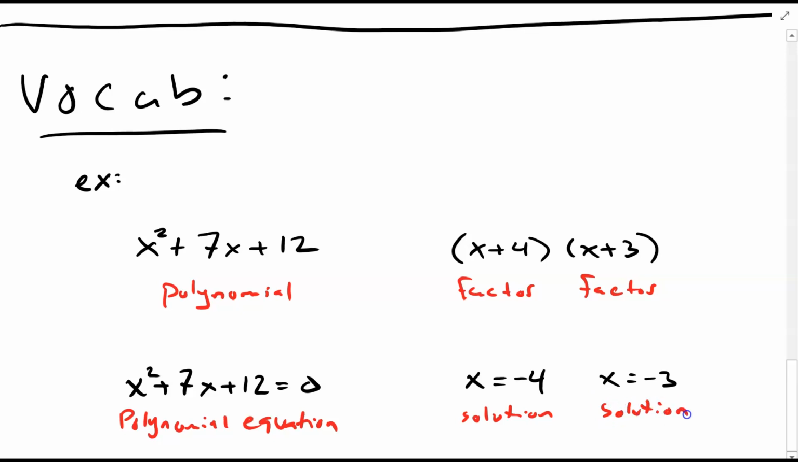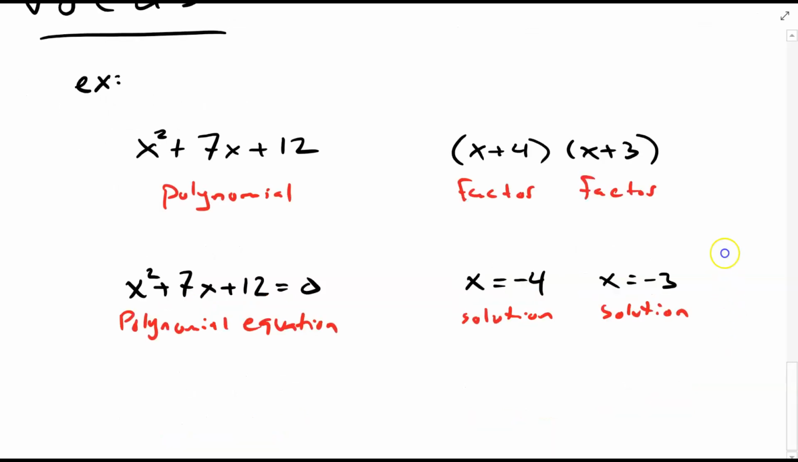And notice the relationship between the solutions and the factors. If I know the factors, I can get the solutions really easily. Or if I know the solutions, I can build back out the factors, right? We can see that. Okay.